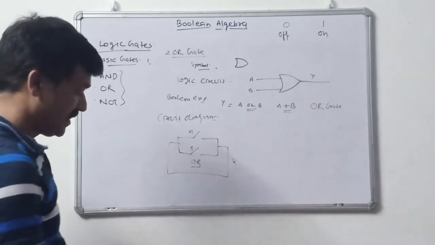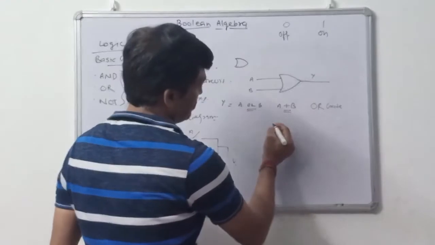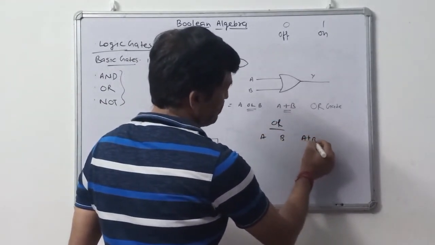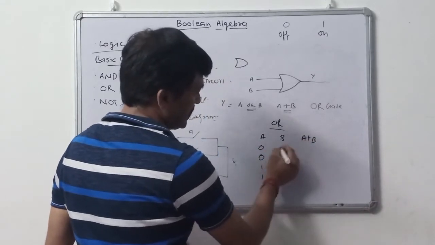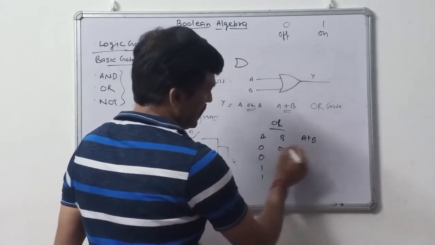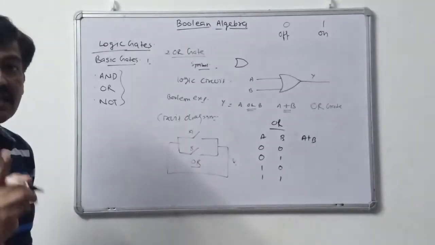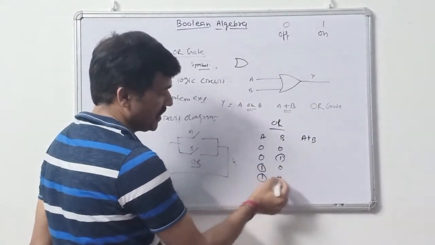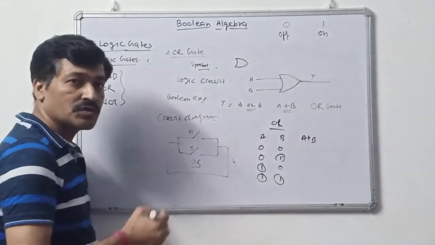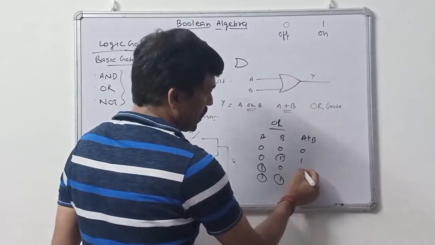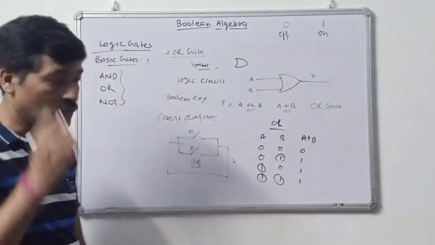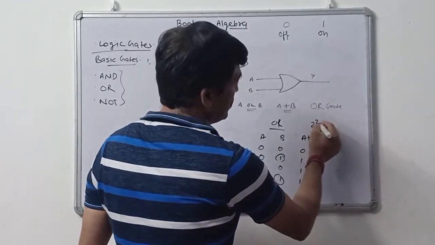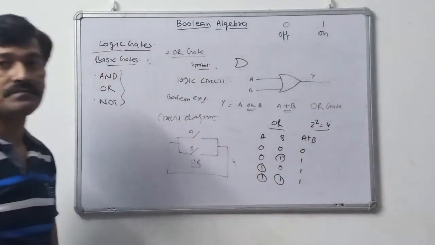For the truth table of this OR gate, A, B and A plus B, the combinations: what I told you, either input should be true. Here one input is true, here one input is true, here both the inputs are true. So the result will be 0, 1, 1 and 1. The total number of combinations is 4, because 2 inputs are given, 2 to the power 2 equals 4.